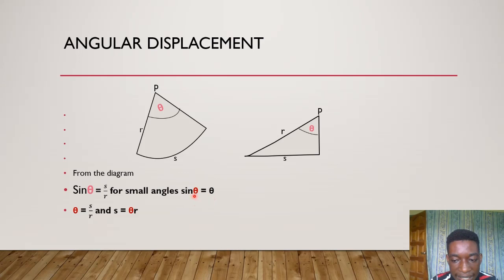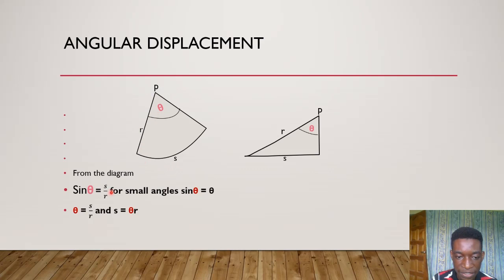Now, since sine theta is equal to theta, we can rewrite our formula in this form. Theta is equal to S over R, because sine theta is the same as theta. And S is equal to what? We are just making S the subject. And bear in mind, S is the distance covered by the object undergoing circular motion.